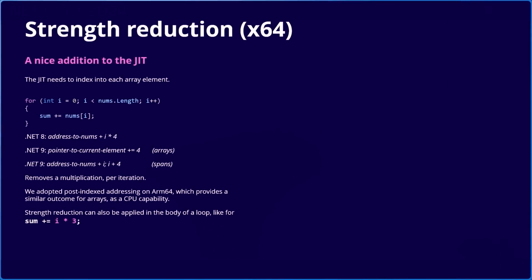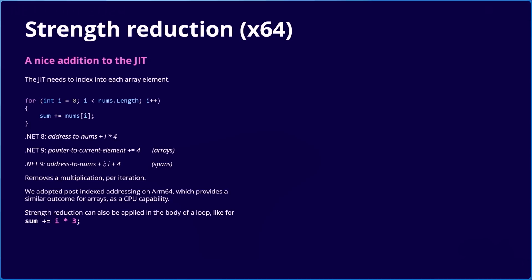In .NET 9, we're able to switch that to pointer to current element plus equals 4. So we're able to grow this index or cursor, or whatever you want to call it, by 4 each time, which is great. And that was for arrays. Spans are a tiny bit different, but more or less boil down to the same thing: address of nums plus i, and then i plus 4. So we grow the size of 4 over time, and that's just due to the way byref rules work. So in both cases, we're able to remove a multiplication, which is valuable.